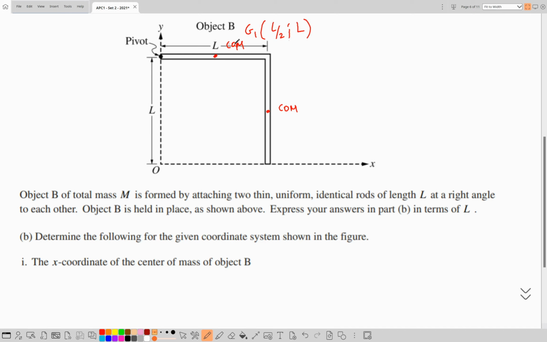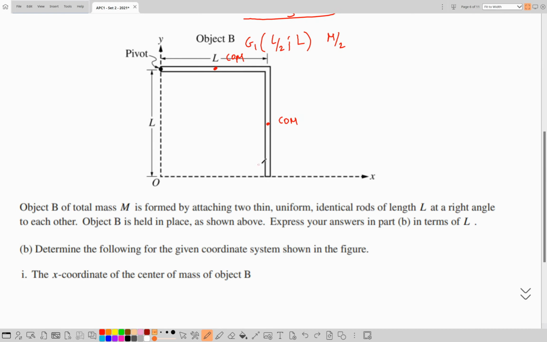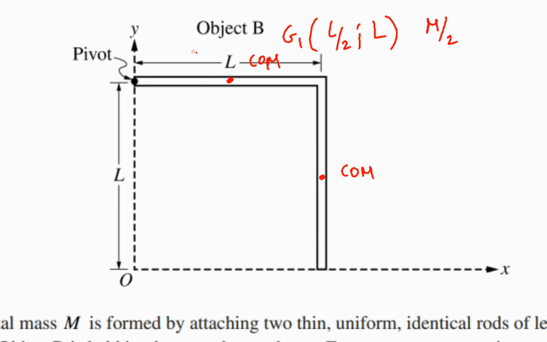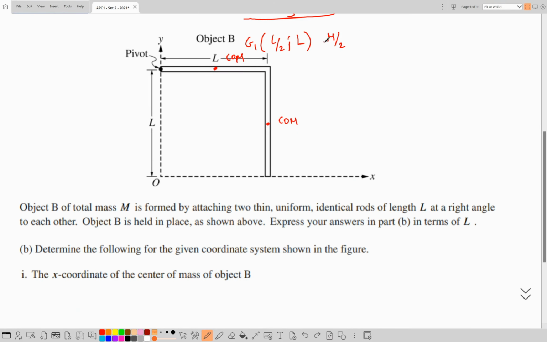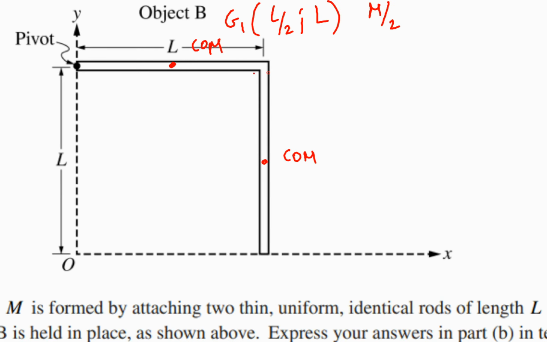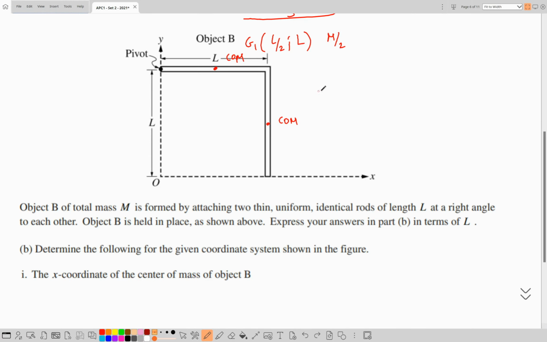And this object is of mass m over 2. Why? Because the total mass of the object is capital M, so half of it would be of mass m over 2. Why is this half of the mass? Because each part of the object is of length L and the mass distribution is the same. And object 2 has the coordinates given by L as an abscissa and L over 2, and of mass m over 2.